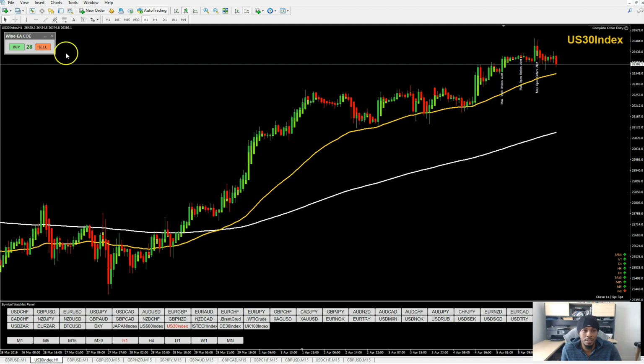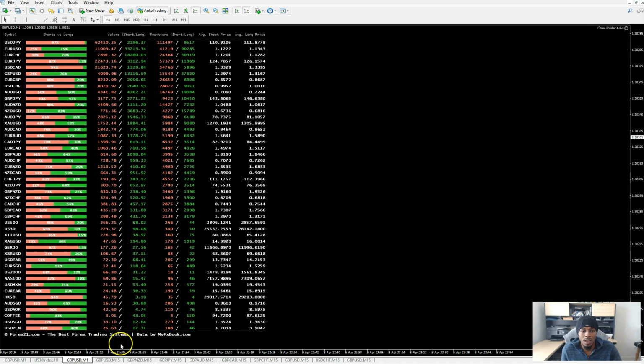Okay, I have a trading panel that I actually use, and it's easy for me to work with across multiple time frames and everything that I can take a look at a glance, something that's automated. Okay. Now with this tool here, I can take a look at retail trades within a market.